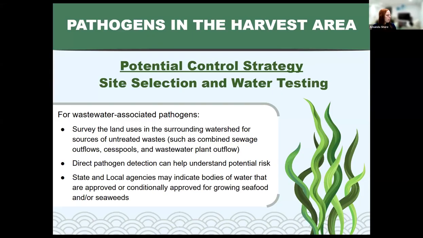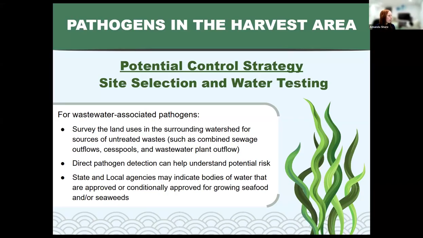Farms can team up with labs to do direct pathogen detection. You can also work with state and local agencies to utilize their resources for water quality monitoring, right? Some states already have regulations in place where they certify where shellfish can be grown with water quality standards. This could also be expanded to other states in the context of seaweed farming as well.